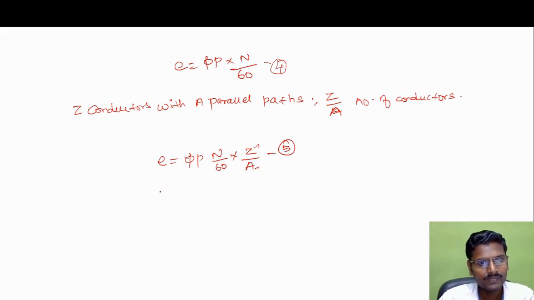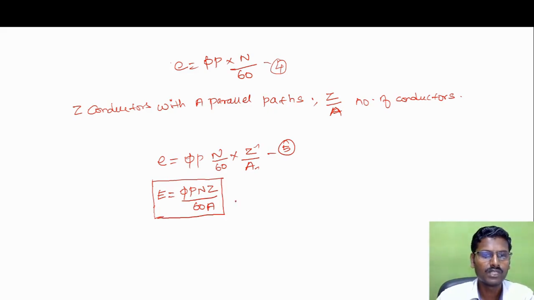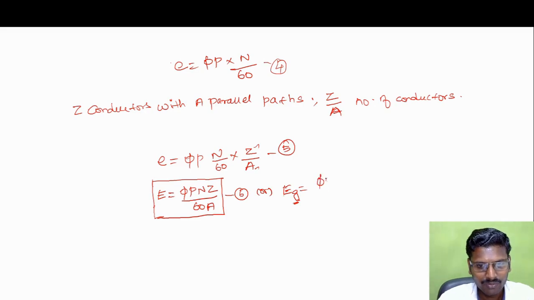So now we can also write the capital letter E, I mean EMF, as E is equal to phi P n Z divided by 60A. So this is the final expression for generated EMF or EMF equation of DC generator. This is equation number 6. This can also be expressed as E suffix G, where G represents generated EMF, phi P n Z divided by 60A, the same, right? We can also represent the EMF equation like this.